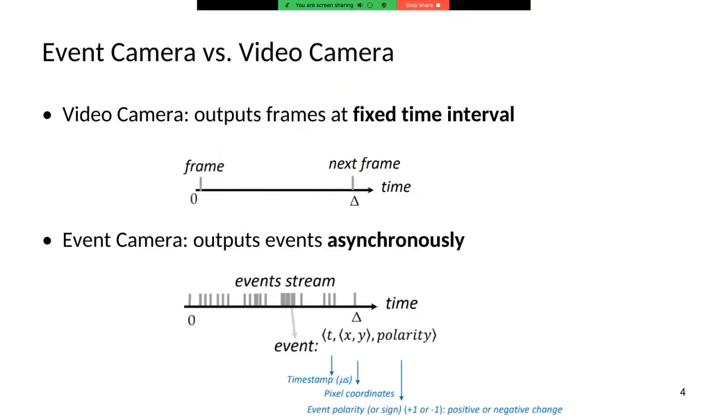To be more concrete again, if you have a video camera, the output of this video camera is typically at fixed time intervals. So every delta t, you have a frame that your camera acquires. While for the event camera, it's a bit different. The event camera gives you events asynchronously, and you can see this on the bottom here. Between 0 and delta t, you get multiple events, and they are typically not synchronous and not in a fixed interval.